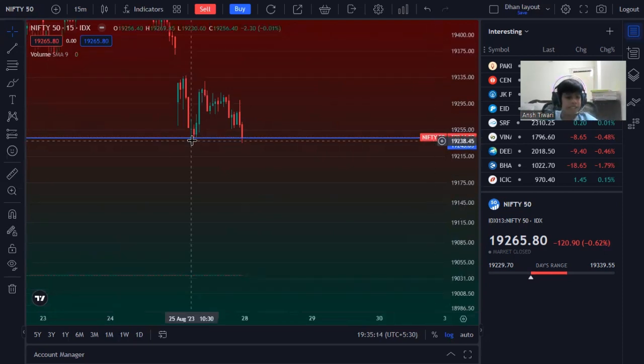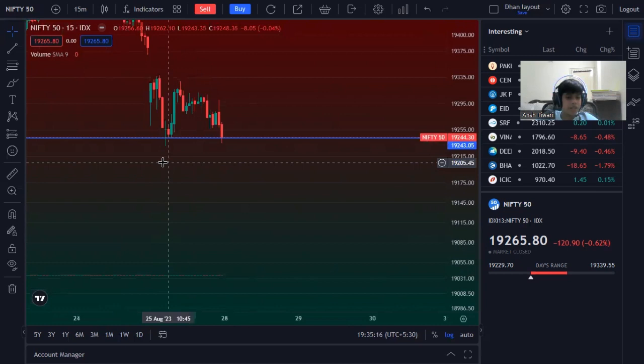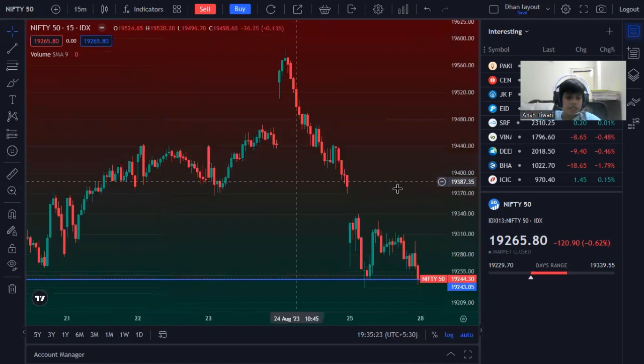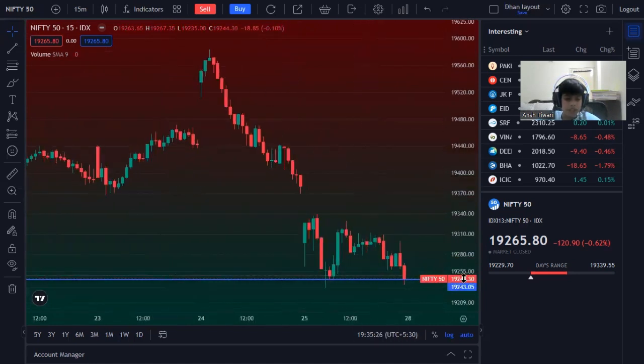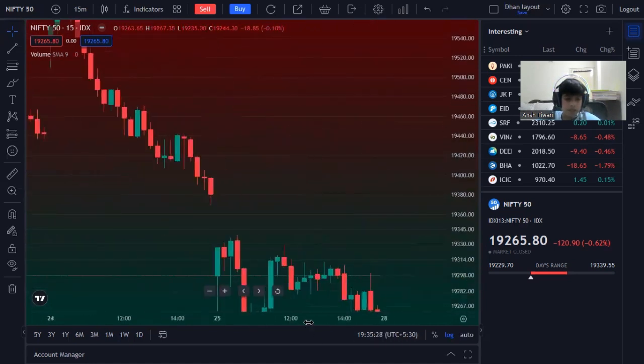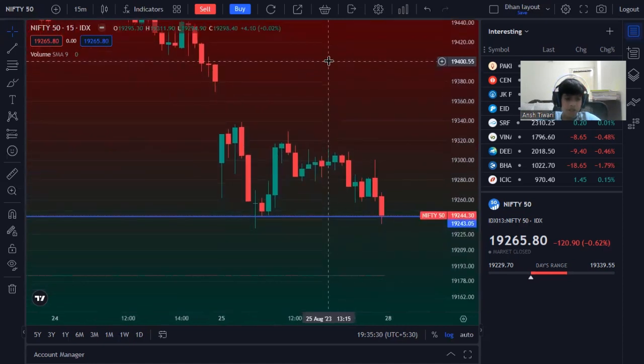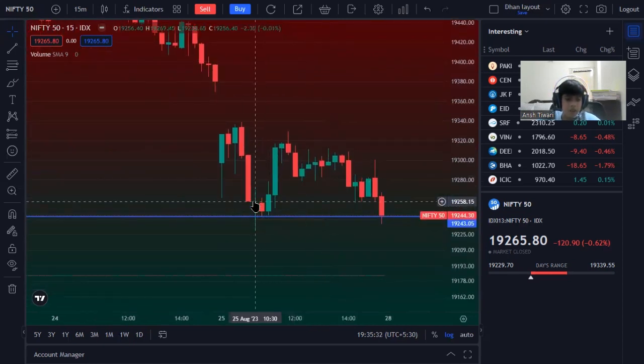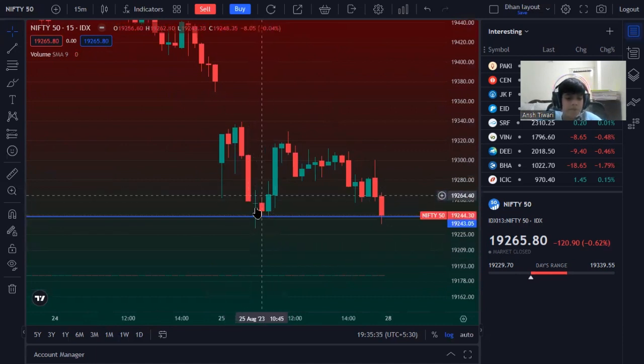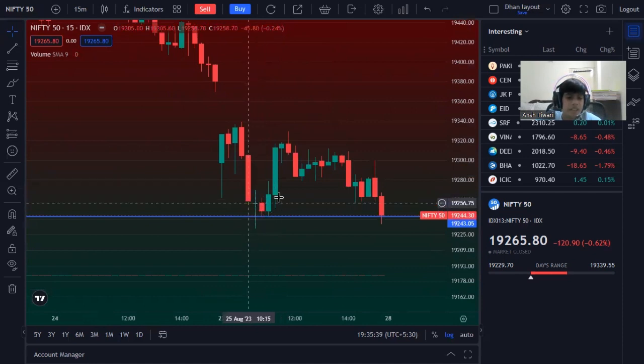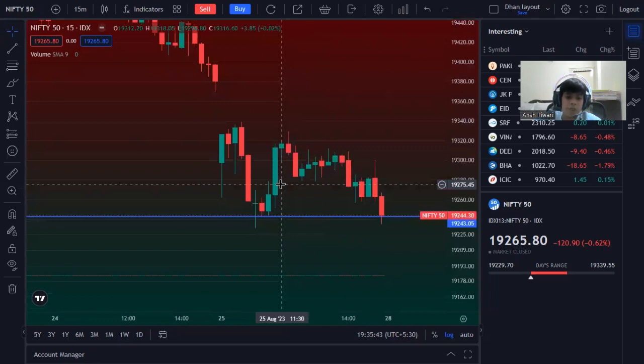Also, we can see here, what is the time here? 25th of August at 10:30. If we zoom in at this point, okay, we can see that a doji has been formed over here in the near center part of this area. A doji represents the indecisiveness of the markets.